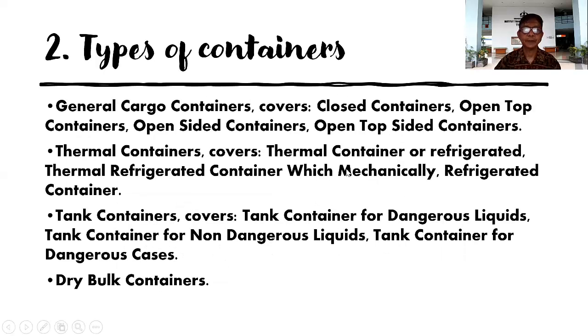Types of container. General cargo container covers closed containers, open top containers, open-sided containers, open top-sided containers, thermal container, covered thermal container, or refrigerated container with mechanically operated refrigeration. Tank container covers also tank container for dangerous liquid, tank container for non-dangerous liquid, tank container for dangerous cases or boxes, and dry bulk containers.